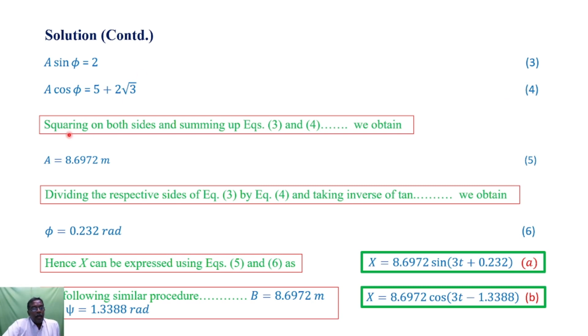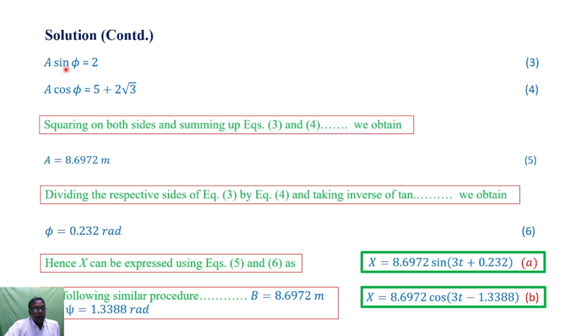Now I square both sides of equations 3 and 4 and sum them up. We obtain A equal to 8.6972 meter. I divide the respective sides of equations 3 and 4 and take the inverse of tan, and I obtain phi equal to 0.232 radian.